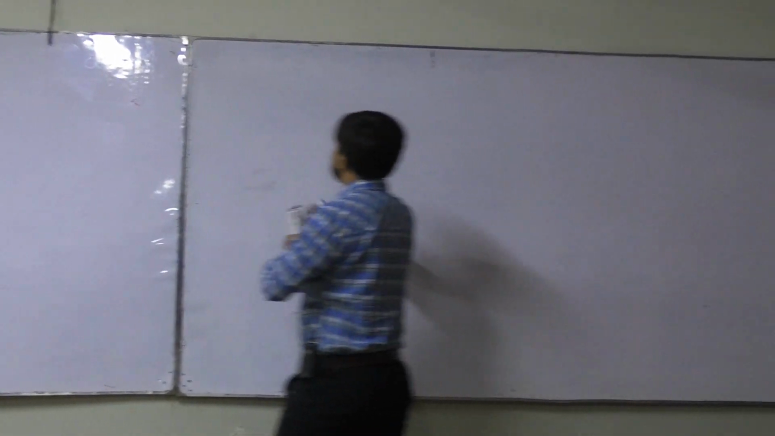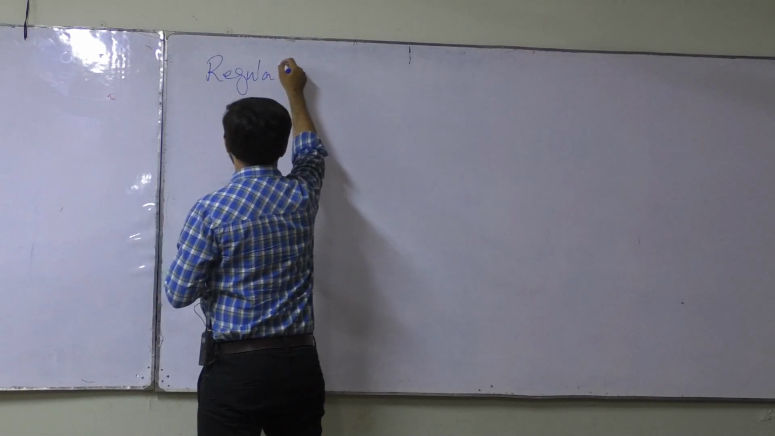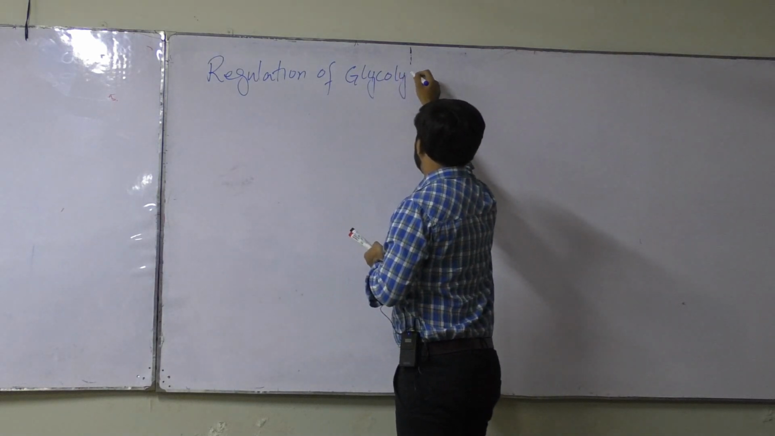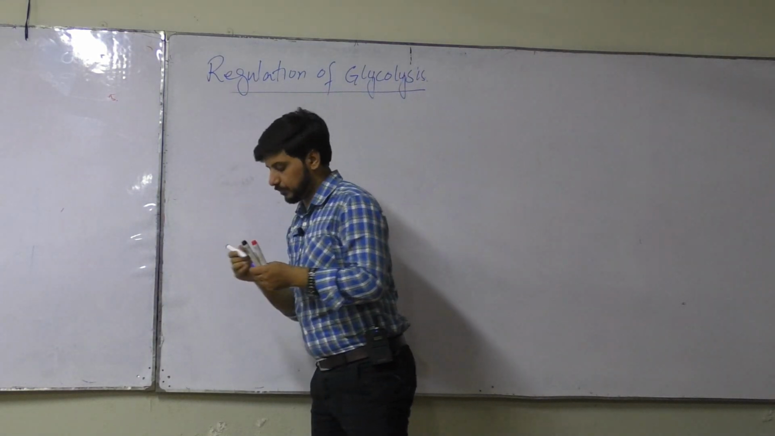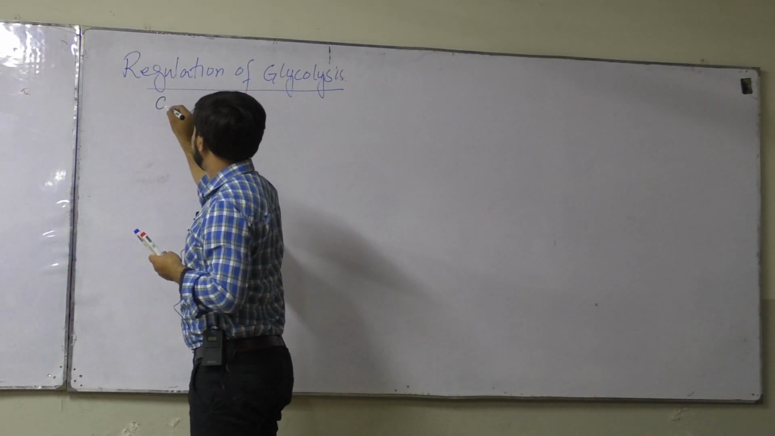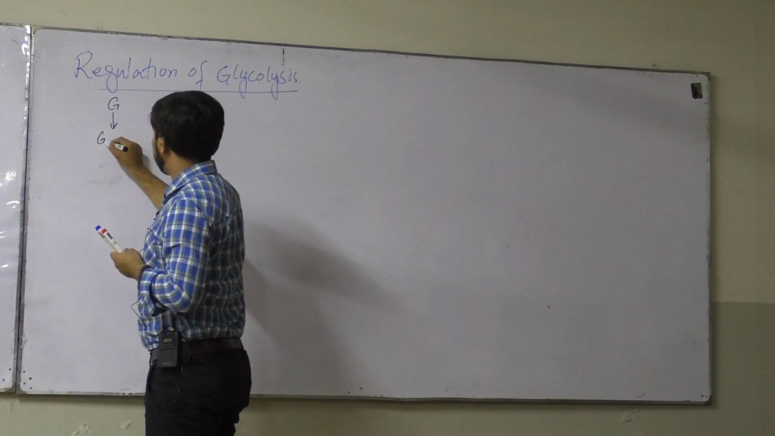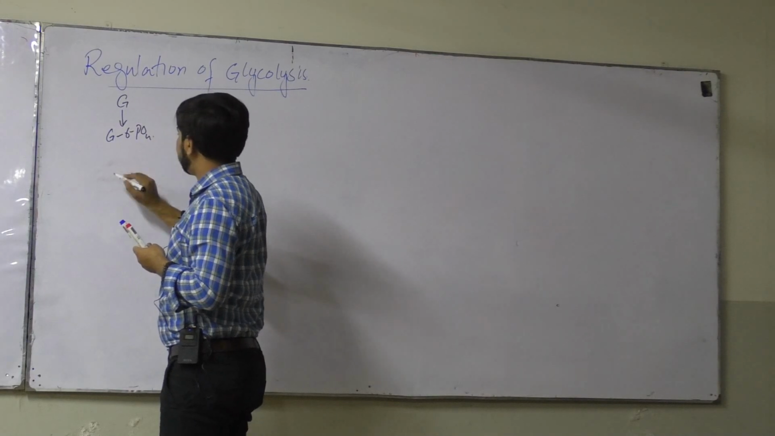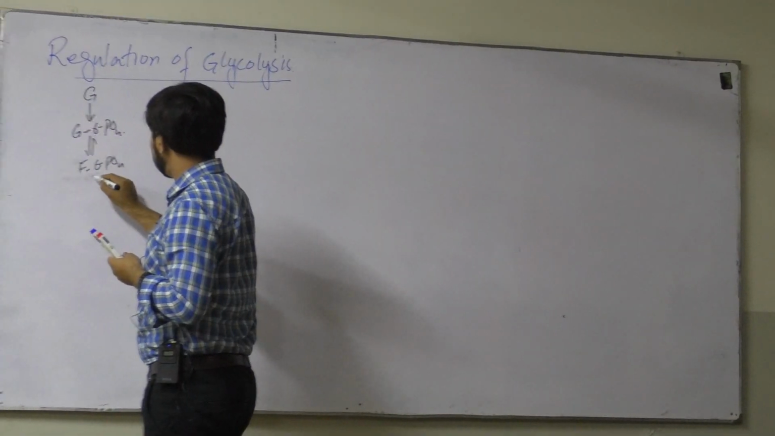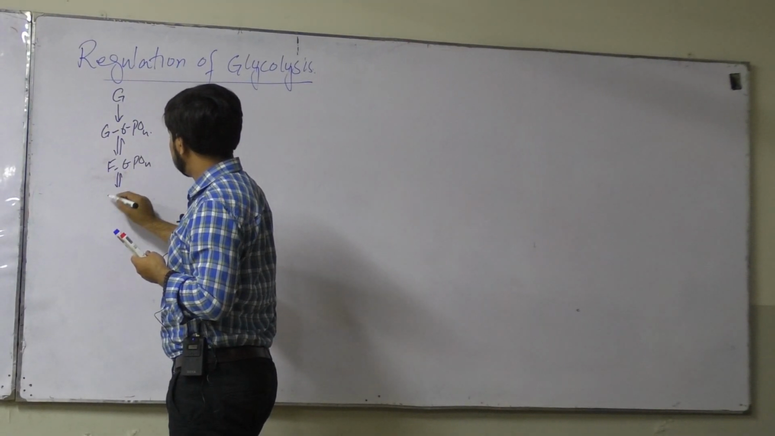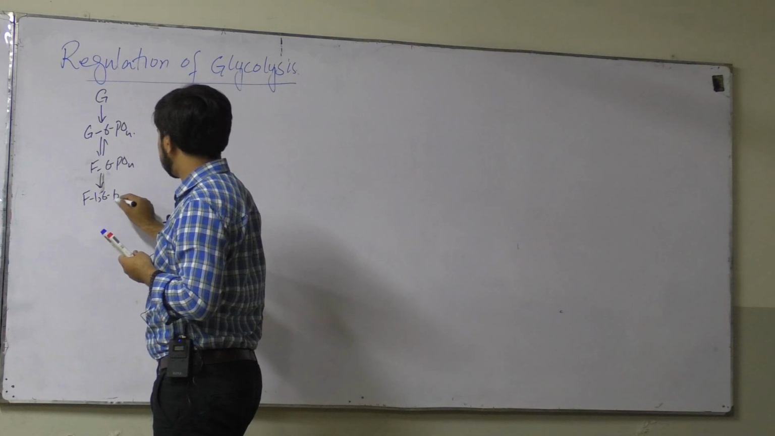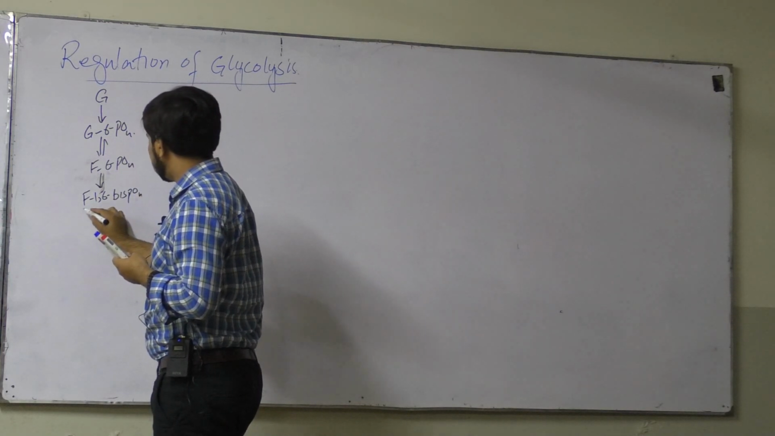As you know, the chemical reactions of glycolysis go from glucose to glucose 6-phosphate, and from here to fructose 6-phosphate, and from here to fructose 1,6-bisphosphate.